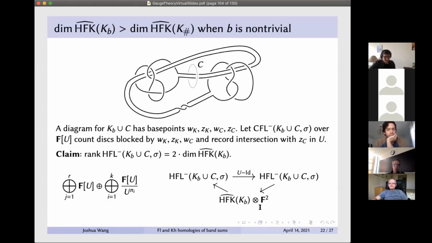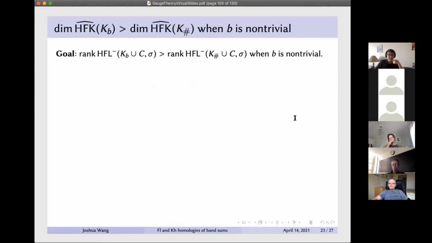Okay, so the point of this was that I've now converted a problem about knot Floer homology into a problem about link Floer homology, and I can now use this two-component link. So the new goal is to show that the rank of this link Floer homology group of K_B union C is strictly larger than the rank of this link Floer homology group of K sharp union C when the band is non-trivial. So I want to show there are more infinite U towers over here than there are over here.